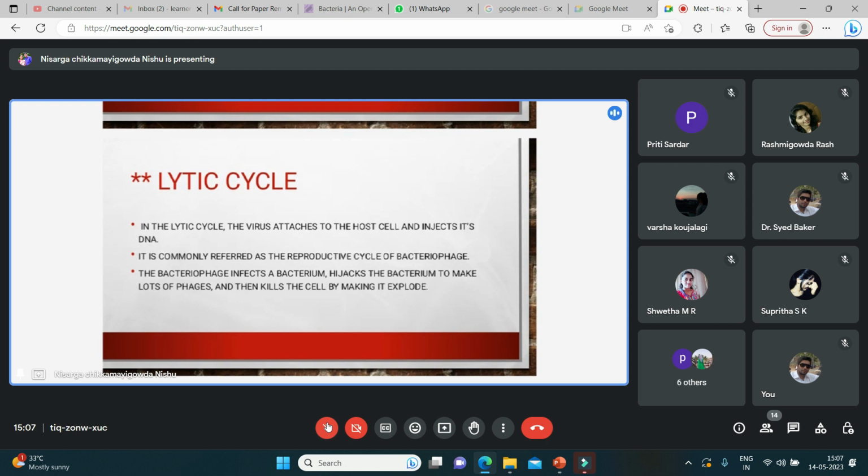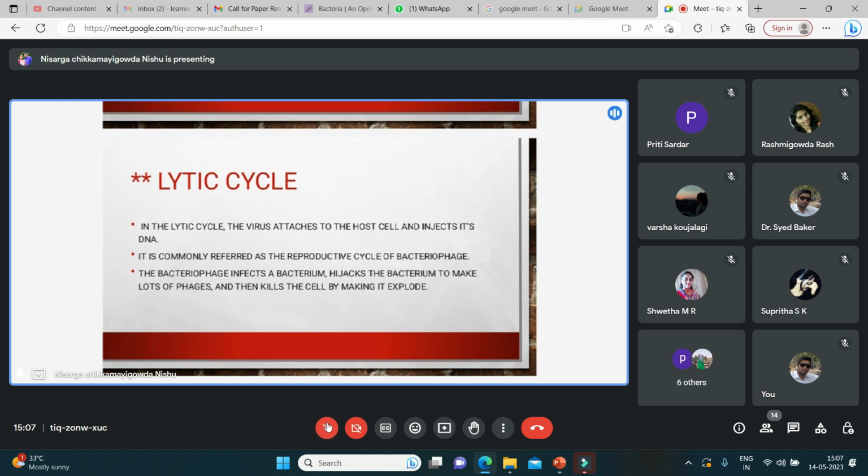Whereas in the lysogenic cycle, the virus has an option. The virus has the option of going inside the host, staying inside the host for as long as it wishes, and then coming out. The viruses which follow such a life cycle, where they integrate with the host genome and stay inside the host, are also called temperate viruses.